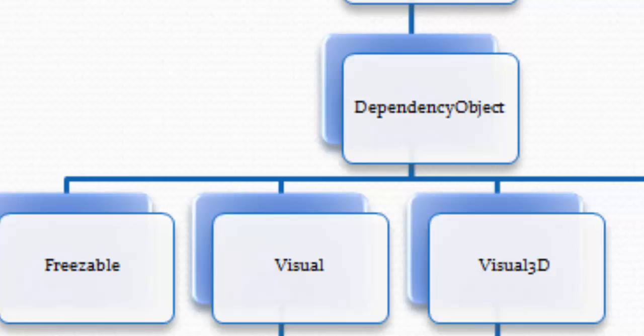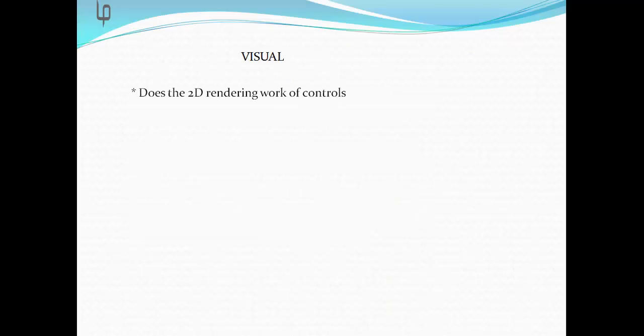A visual class derives from dependency class. The visual class is used to display things on the screen. What it does is the 2D rendering. Note, it's only for 2D. 2D rendering of all the controls on your screen. Controls in the sense buttons, list box, combo boxes. Everything will become visible on the screen only if they are derived from the visual class.